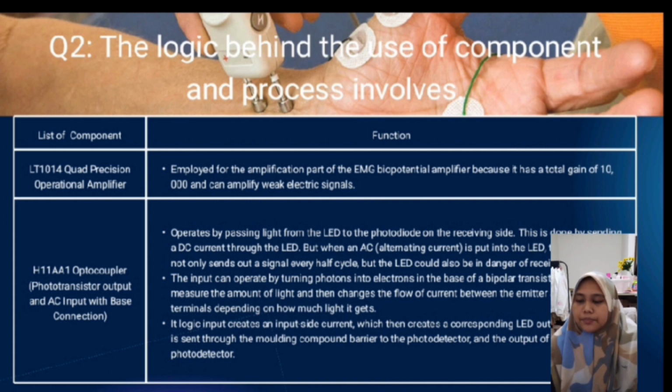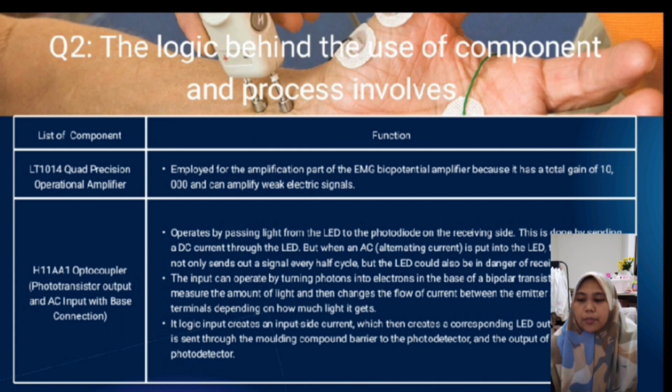For the optocoupler, it operates by passing light from the LED to the photodiode on the receiving side. This is done by sending a DC current through the LED. But when the AC is put into the LED, the optocoupler not only sends out a signal every half cycle, but the LED could be in danger of receiving fatal damage.